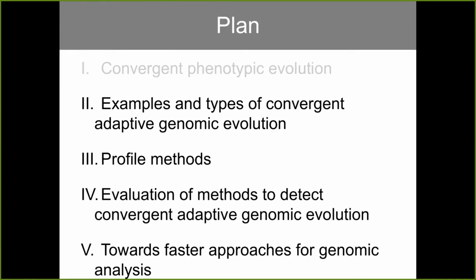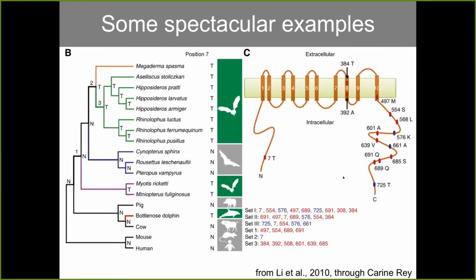Now, let's have a look at a few examples of what has been found in the literature concerning convergent adaptive genomic evolution. One very striking and famous case was found in 2010 when people looked at the convergent evolution of echolocating species, so species that are able to use a sonar to find their prey. So we have insectivorous bats here, there as well, and we also have the dolphin there that are all able to use echolocation to locate their prey. And when you look at a particular gene called the prestin gene, at some specific position, you tend to find spectacular examples of convergent evolution.